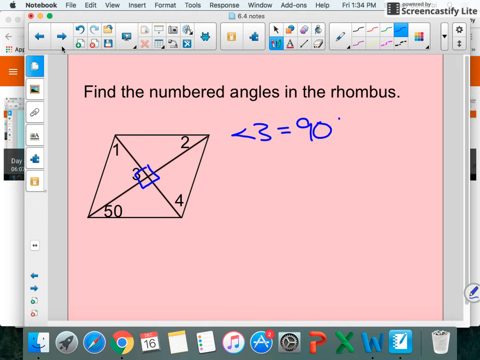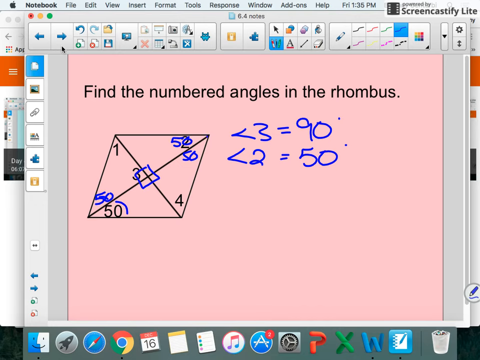So I can figure out angle 2 automatically because I know that this angle is congruent to this one. So this is 50 because those are bisected by the diagonal. And then I also know that these 2 over here are 50. So angle 2 is 50 degrees. And then from there, once I figure out that, I can figure out angle 1 and angle 4.